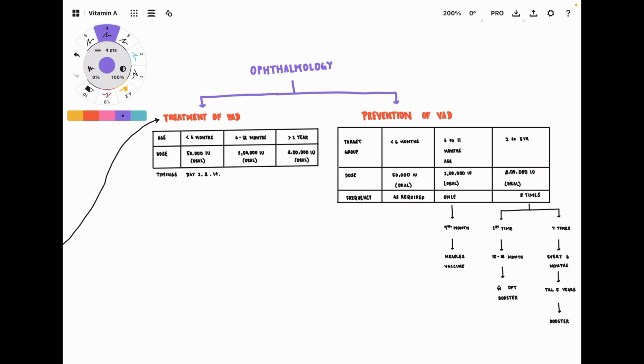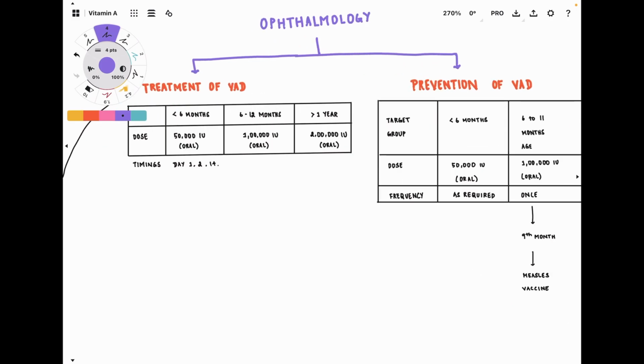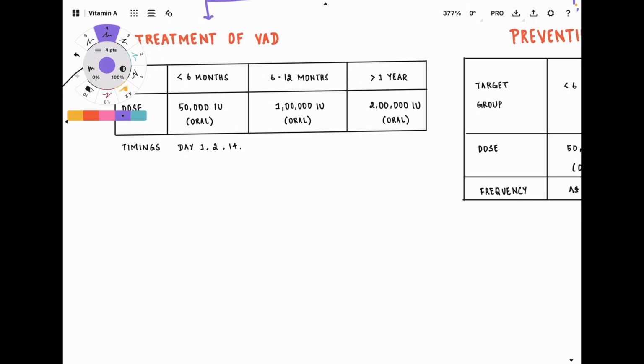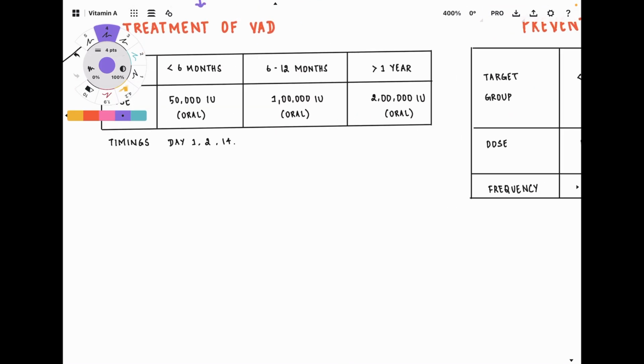For treating vitamin A deficiency, we have three age groups. First age group is less than 6 months. When the baby is less than 6 months of age, we give 50,000 international units orally, whereas when the baby is between 6 to 12 months of age, we give 1 lakh international units orally, and when the baby is more than 1 year old, we give 2 lakh international units orally. Timing is on day 1, day 2, and day 14.